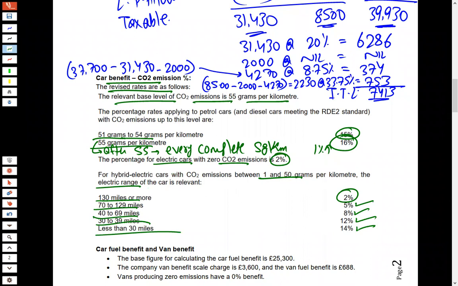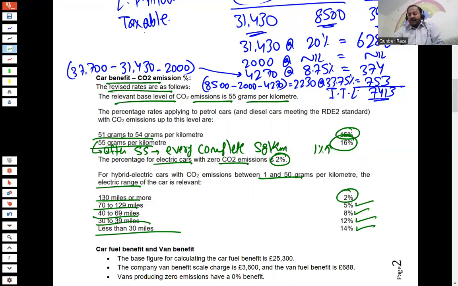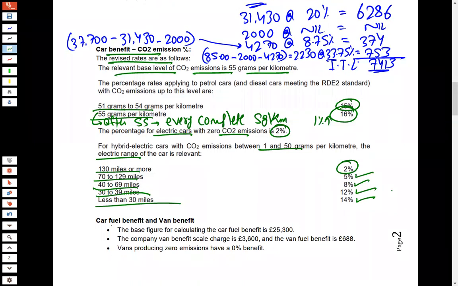Needless to say, this will be provided in the exam, so nothing to worry about how to memorize this. That will be given in the exam. Then the next discussion is around the changes in the car, van benefit, and fuel benefit, i.e. the amounts which are the notional amounts.